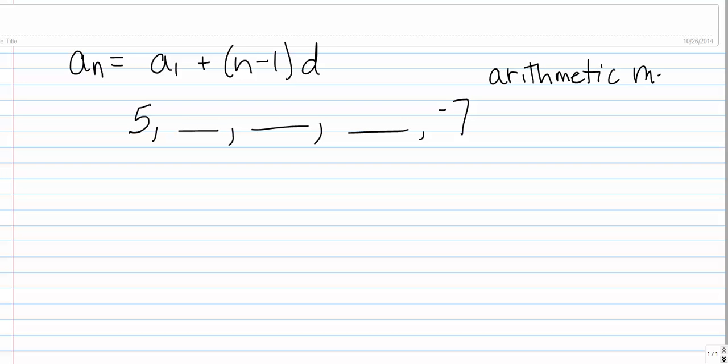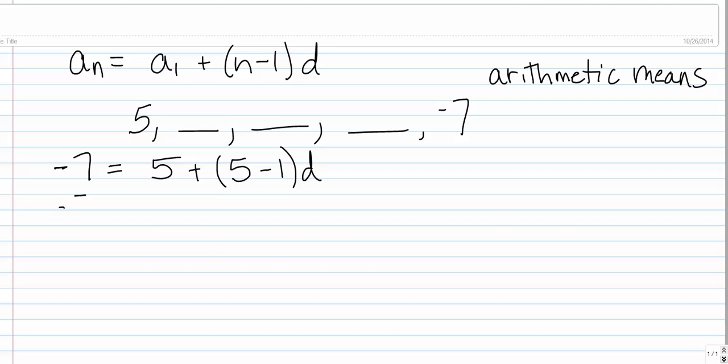So when you're looking for values in the middle of a list or in the middle of a sequence like that, you're looking for arithmetic means. You might look for 2 of them, you might look for 4 of them. In this case, we're going to look for 3. So we know that a number farther in our list is a negative 7. We know that the first number in our list is a 5. And that negative 7 is in the 5th spot in our list. We just don't know what our difference is to go from 5 to negative 7.